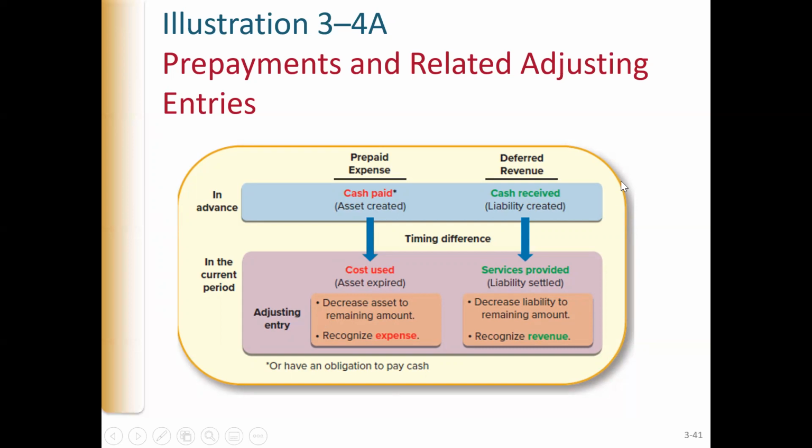Another one is deferred revenues. A client gives us cash up front, but we have not provided the services yet. The adjusting entry would then be that we decrease our deferred revenue, that liability, and show that we earned that revenue.